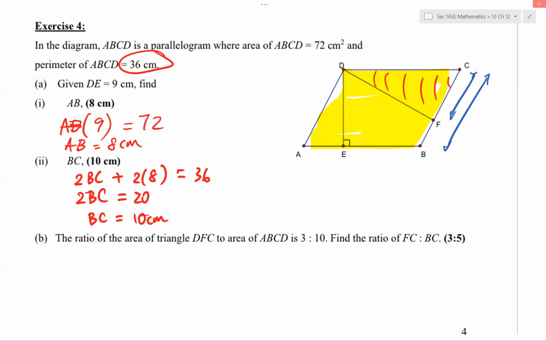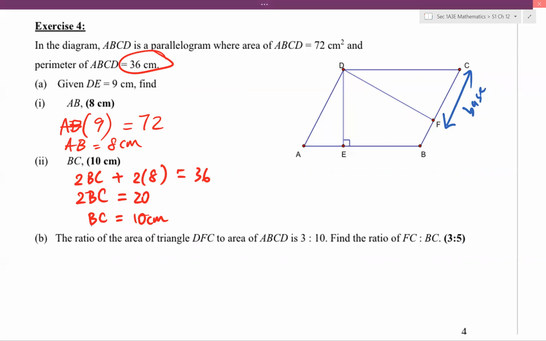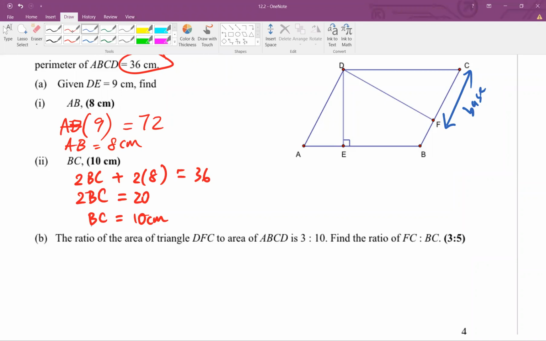FC being the base. If FC is the base, then where is your perpendicular height? Here's the trick question. DF? Who says DF? Raise your hand. DF is wrong. Or rather, we can't confirm. They didn't say that DF is perpendicular. It really looks like it, but they didn't confirm. So you cannot assume. What you have to do is to draw another line.